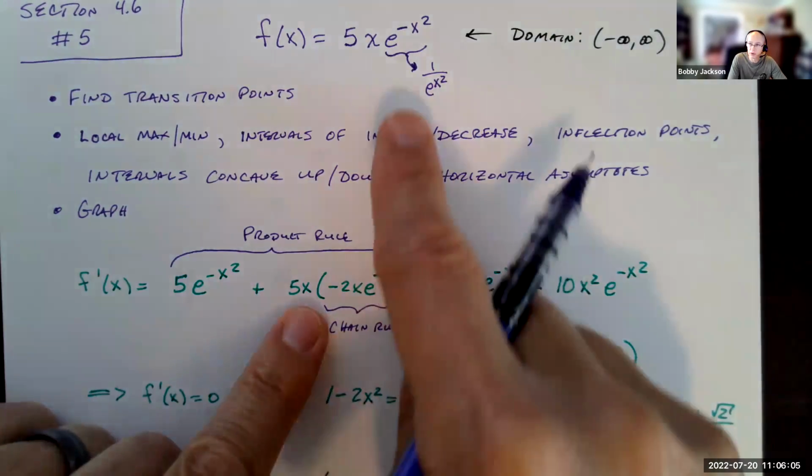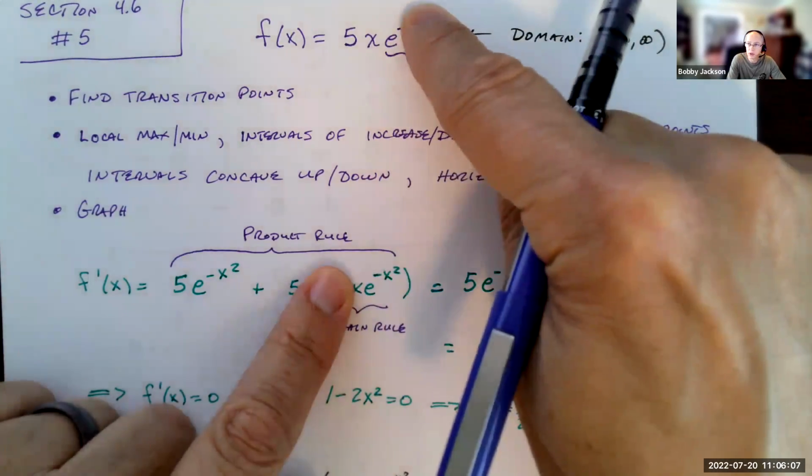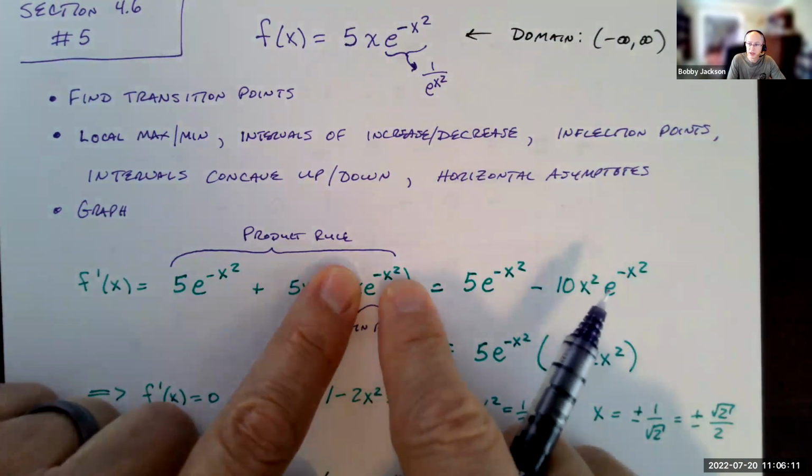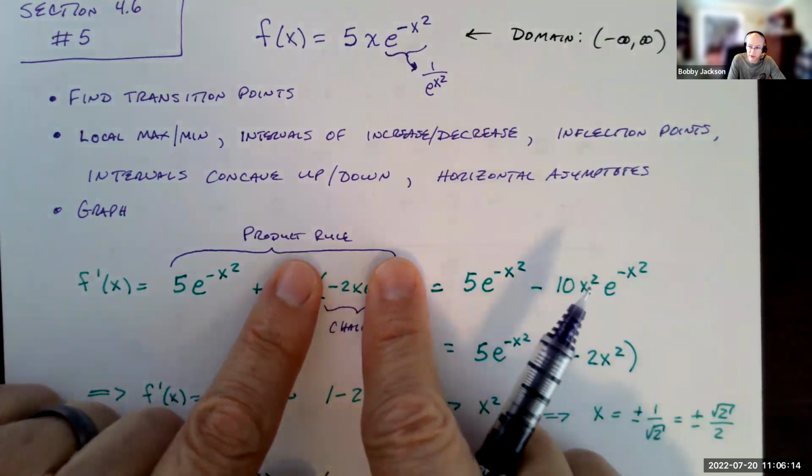Well, that's the chain rule, right? So you've got e to the u, where u is negative x squared. So the derivative of e to the u is e to the u times the derivative of u, the inner function. The derivative of negative x squared is negative 2x.